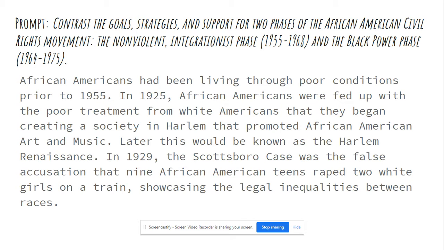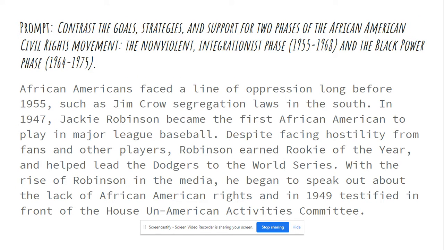And these were some class examples we had of proper context, right? Leading us up to that point. This one did a great job talking about the years, using the Harlem Renaissance and the Scottsboro case to establish creative actions of African American communities and some injustices they faced. This was another one using Jim Crow laws, using Jackie Robinson as an example of a spokesperson.